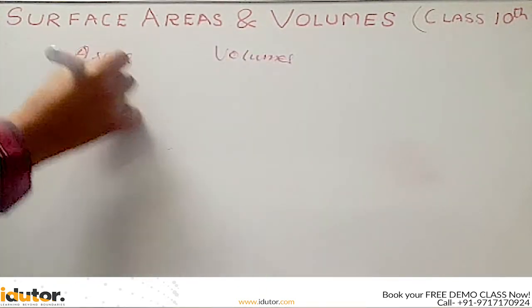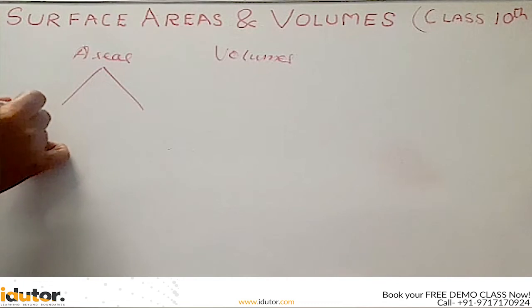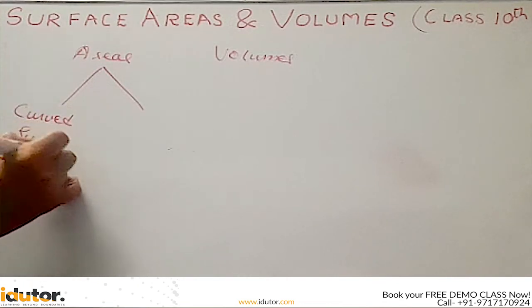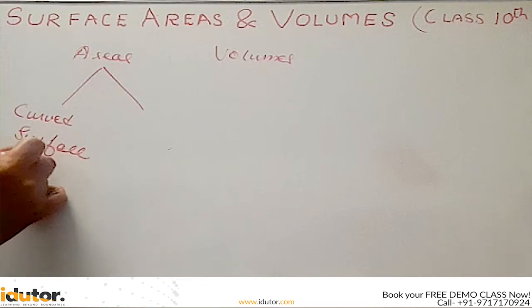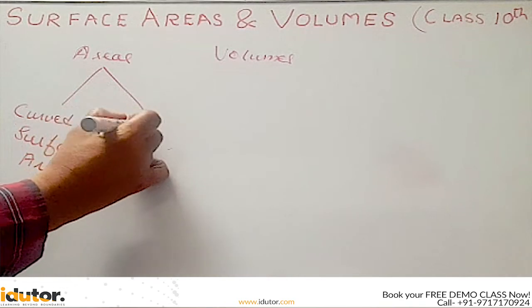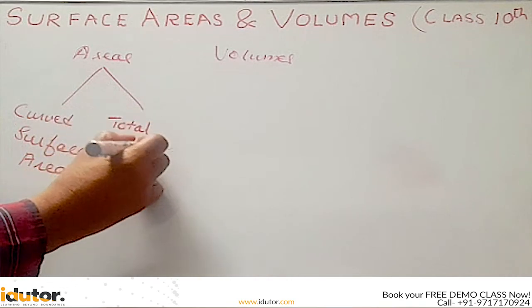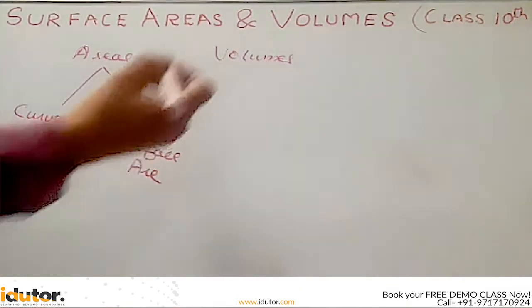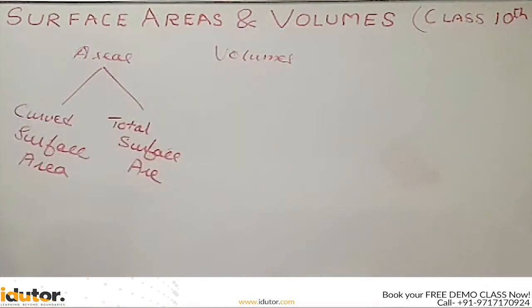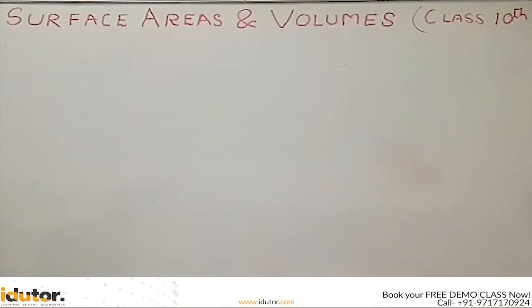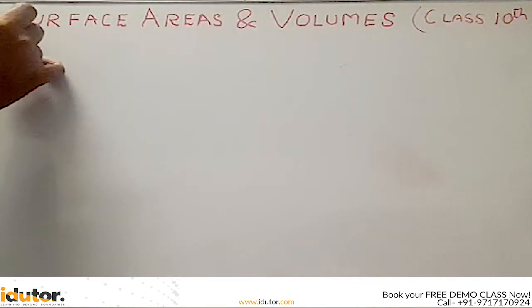In the areas, we have the curved surface area and the total surface area. And we have the volumes. So we'll be discussing various figures. Let us start with the figure cube first.